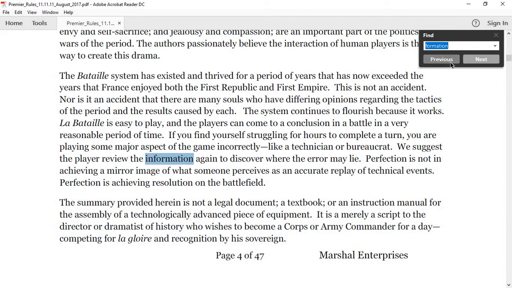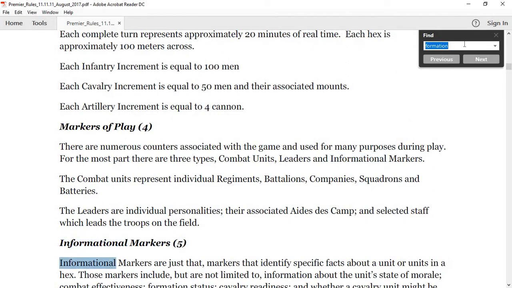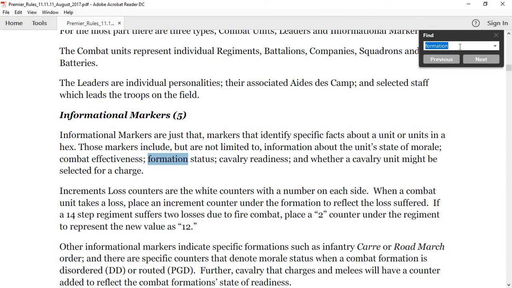Actually, I should look at that. So we do have formations in the sense of line, column, etc. I saw that right off the bat early on, but then I saw uses of the term that I thought... I guess I could do whole word, couldn't I? Let's do that. Formation status. Okay, so do we mean status of the formation of the unit? Not sure yet.